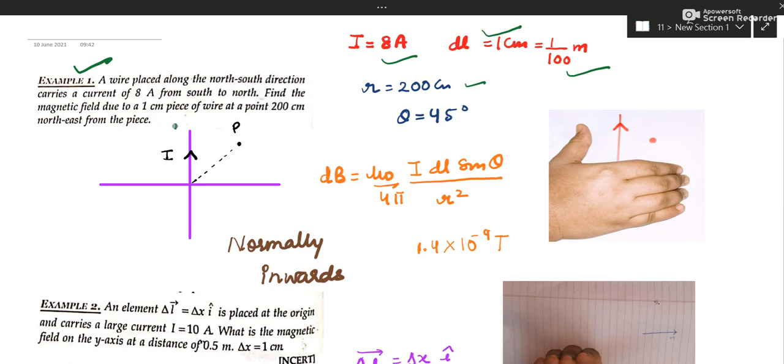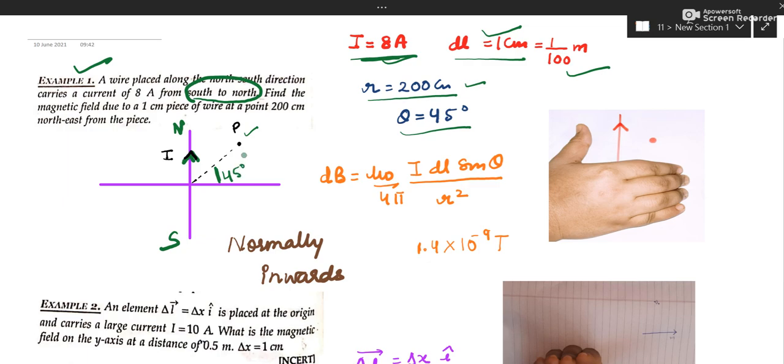This is your wire which is kept along north-south. Okay, and this is how current is flowing. They wanted to say that the current is flowing like this, south to north. Okay, so this is a point along northeast where we need to find out the magnetic field and distance is given. So all the particulars are given: I, length of the current element, and distance and angle. Northeast means angle is 45 degree.